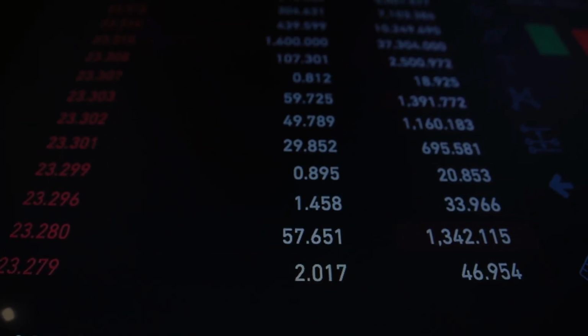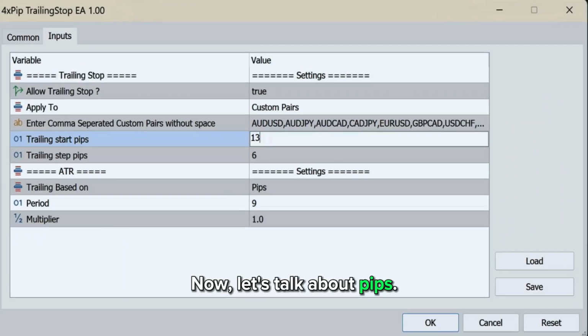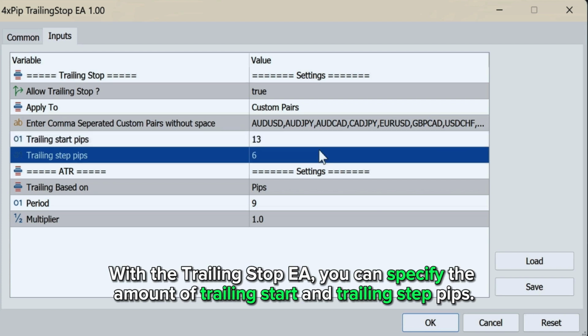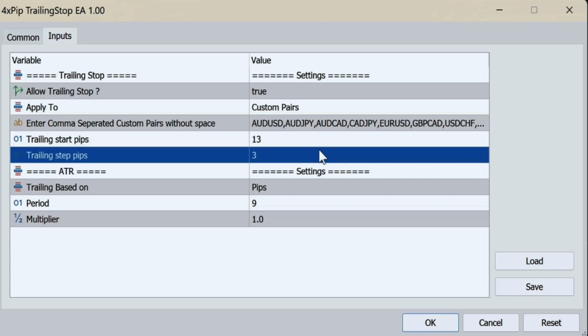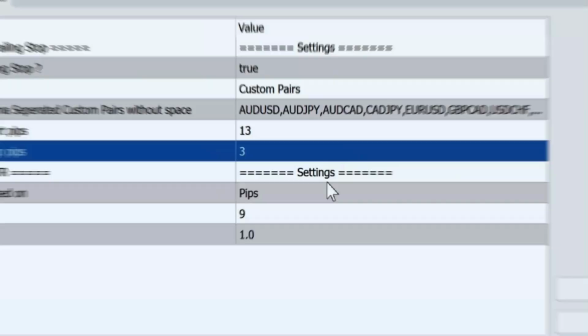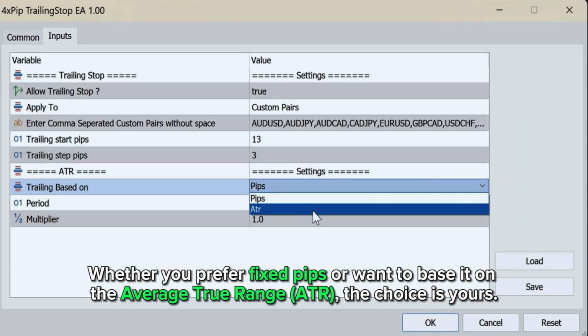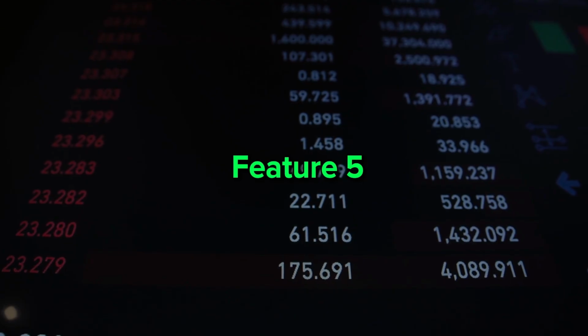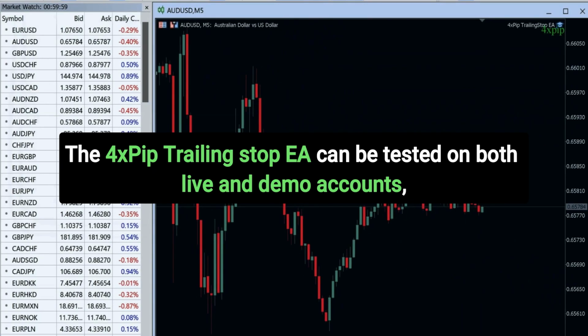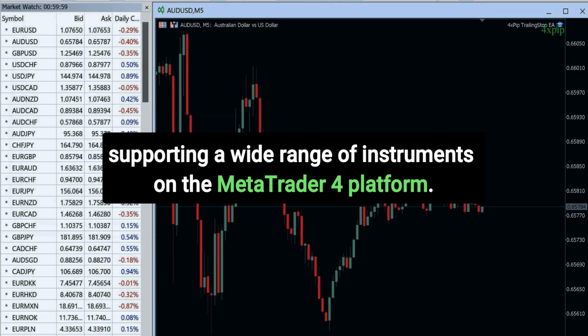Feature number 3. Now, let's talk about pips. With the trailing stop EA, you can specify the amount of trailing start and trailing step pips. Feature number 4. Whether you prefer fixed pips or want to base it on the average true range, ATR, the choice is yours. Feature number 5. The Forex pip trailing stop EA can be tested on both live and demo accounts, supporting a wide range of currency pairs on the MetaTrader 4 platform.